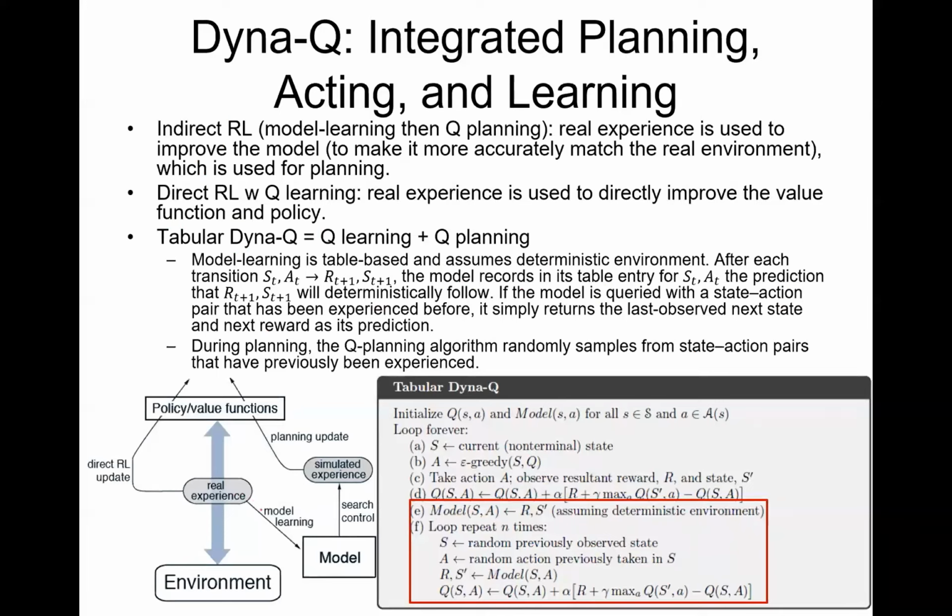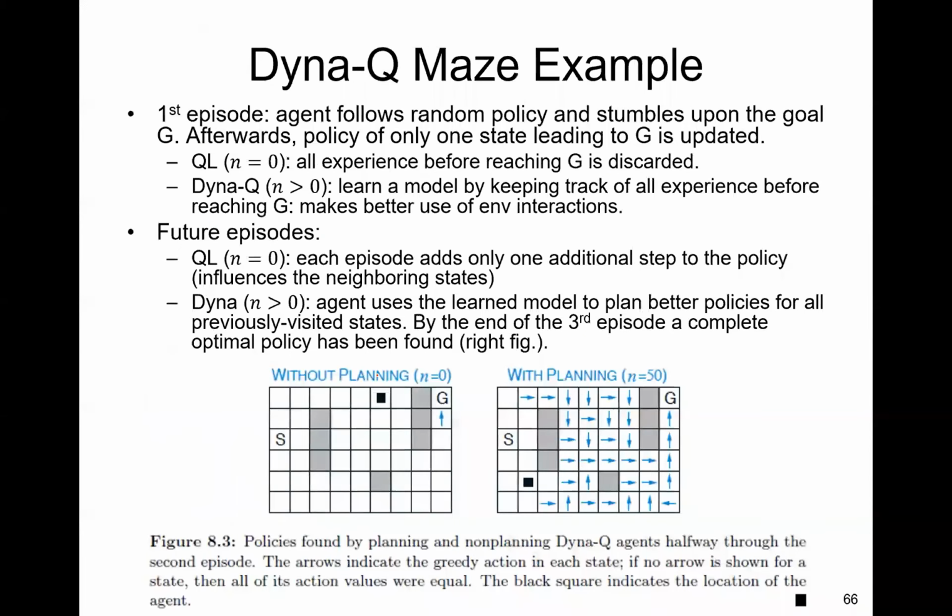So real experience builds a model and uses simulated experience to plan updates. And on the other hand, for direct RL update, you learn from real experience as before. So you have two update branches for the same value function. So here's an example of this maze environment.